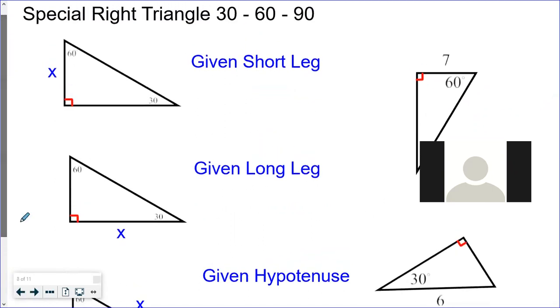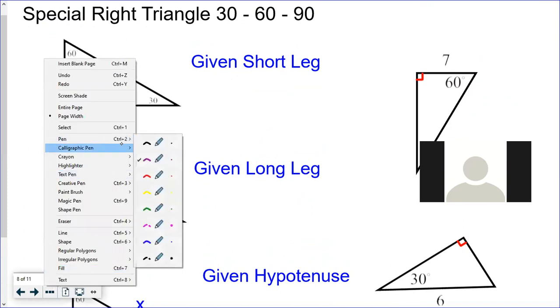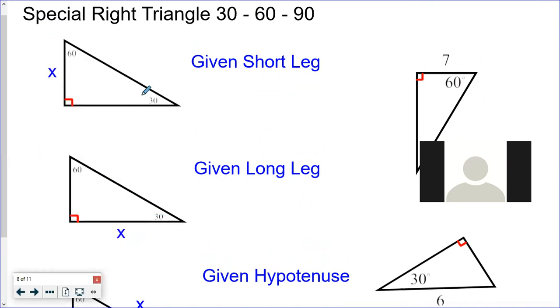Now, notice here that this is not an isosceles triangle. The legs are not the same. We have what's called a short leg, which is across from the 30-degree angle. And then we have a long leg, which is across from the 60-degree angle. So let's actually label those legs first, so we're on the same page. So the short leg is across from the 30-degree angle. So I'm going to call this short leg.